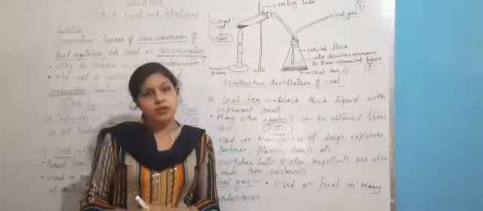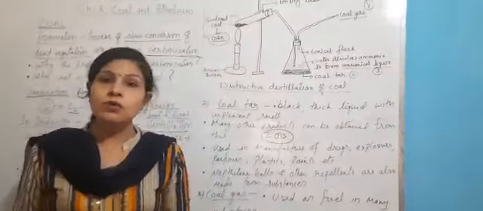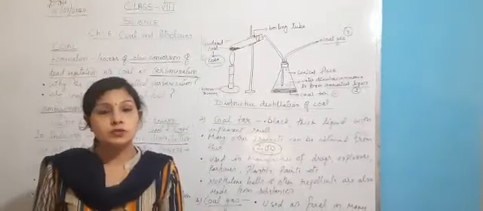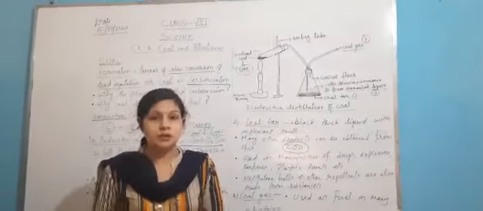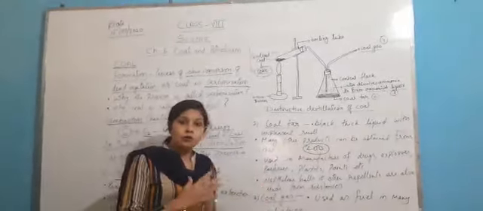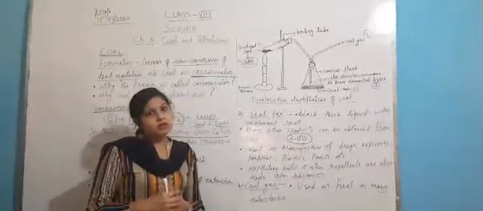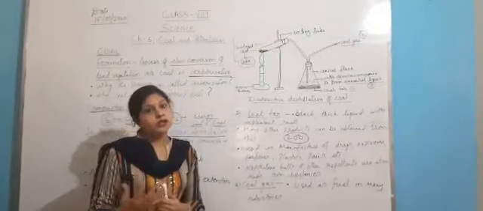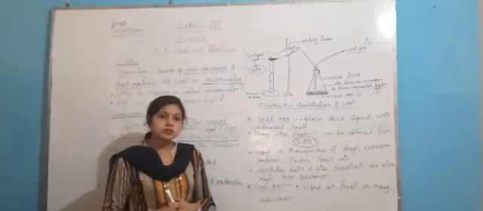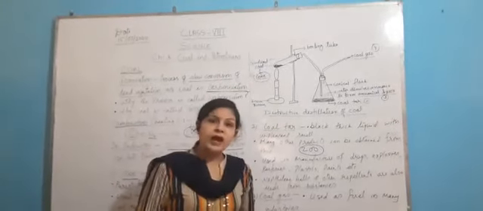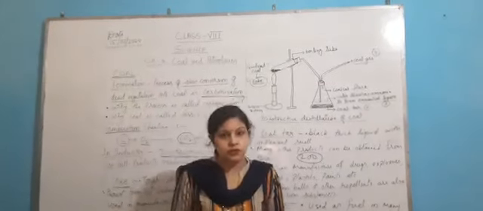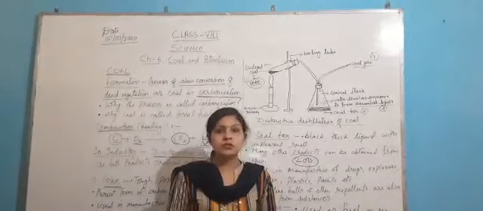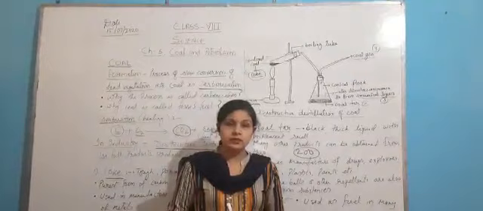So in this way, you now know how coal is formed, what its uses are, where coal is found, how we do the destructive distillation, what products are obtained from it, and what the uses of these products are. So this is all about coal, and in the next video, we will discuss petroleum. Okay, thank you.